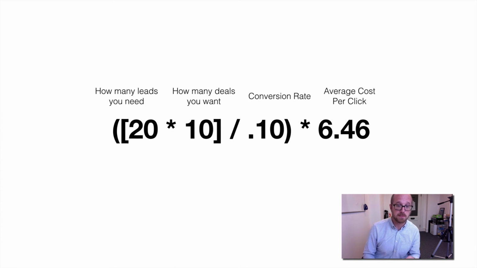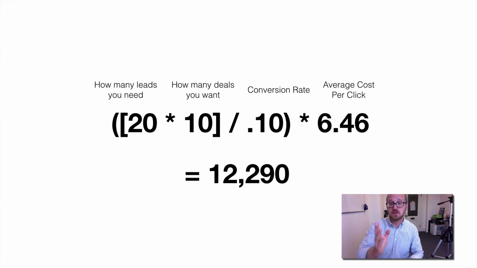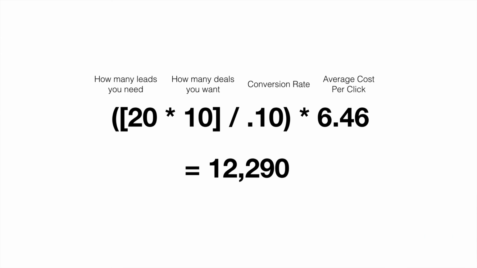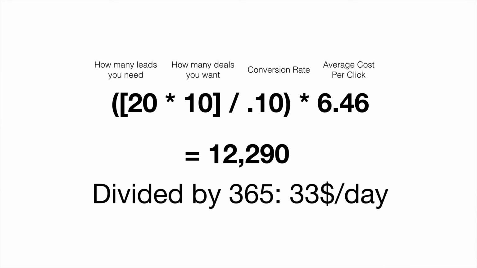So what does that give me? Well, that's going to give me 200 divided by 0.10 times 6.46. That's going to give me $12,920. But that's for the entire year. So let's figure out what my budget needs to be per day and per month. If I divide that 12,920 number by 365, that's going to give me a $33 a day budget.